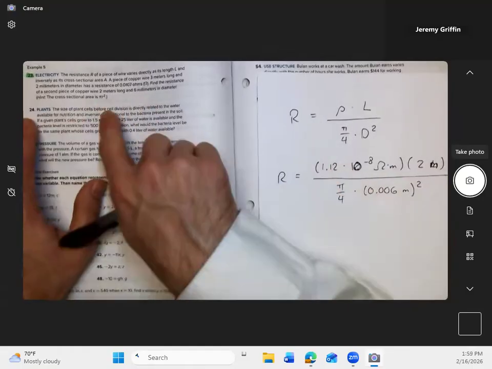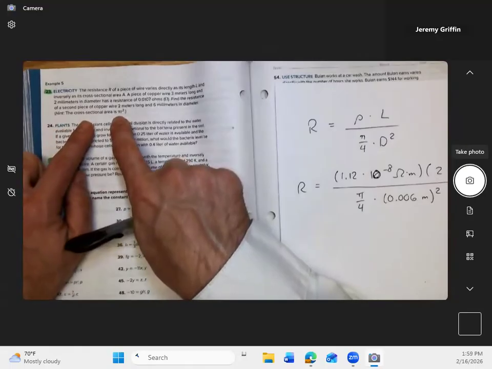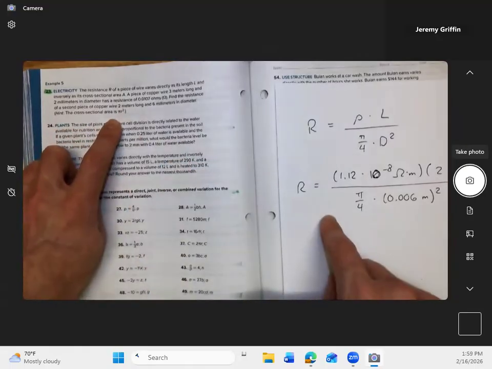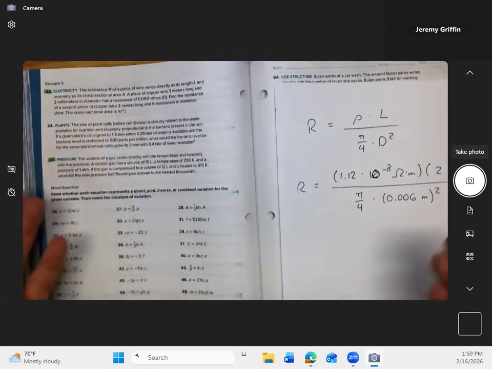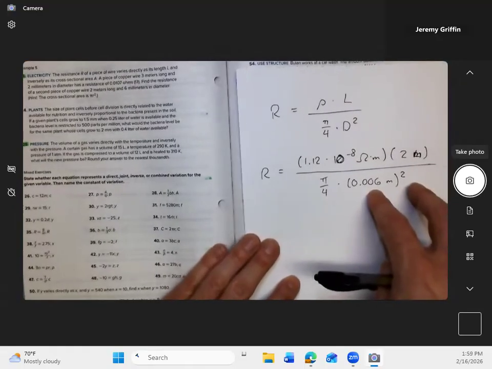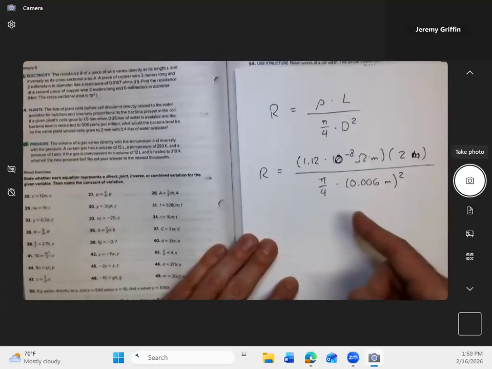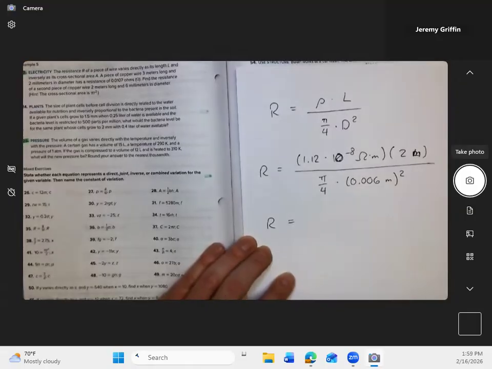Oh, it gave a little hint at the end here. It said the cross-sectional area is pi r squared. You guys know that radius is half of diameter. I just went straight from diameter to area with a pi over 4. There's different ways to get there. Again, it's really important that you square the diameter. Have to get that. Anyway, let's just go ahead and run the numbers and figure this out.